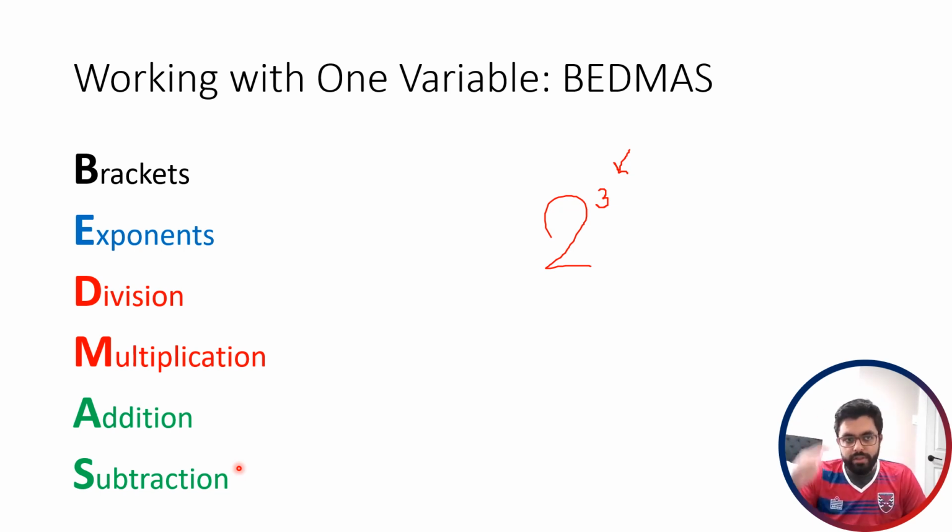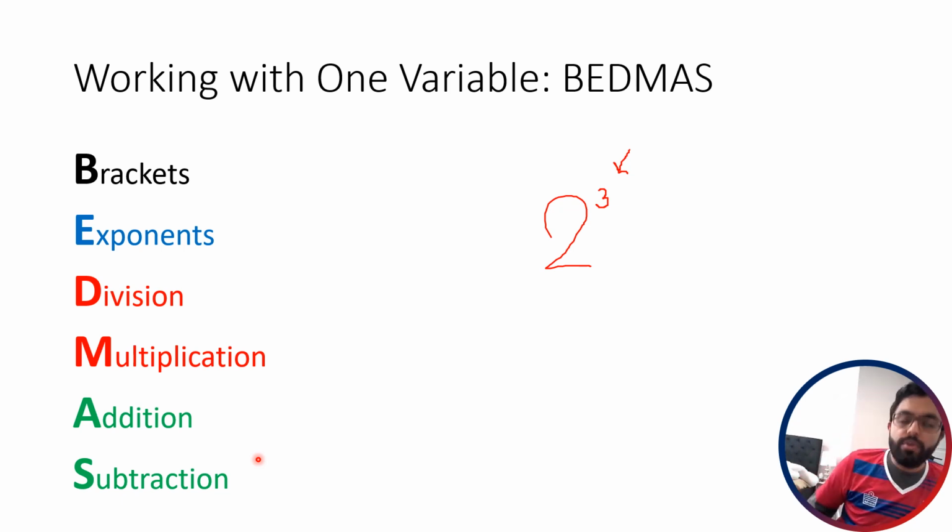Now I've color-coded them a certain way. So brackets by itself is one color. Doesn't matter what color. I've made it black, but doesn't matter that it's black. Just matters that it's the only one that's that color. Exponents also, it's the only one that's got its own color. Division and multiplication are sharing a color. They're both red. Addition and subtraction are both sharing a color. They're both green.